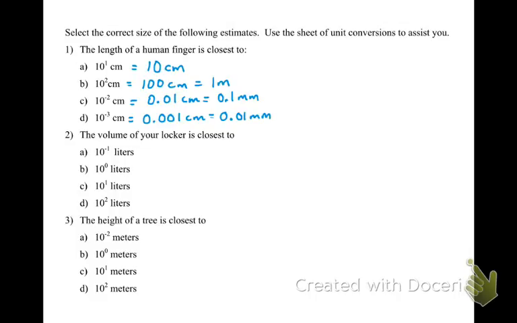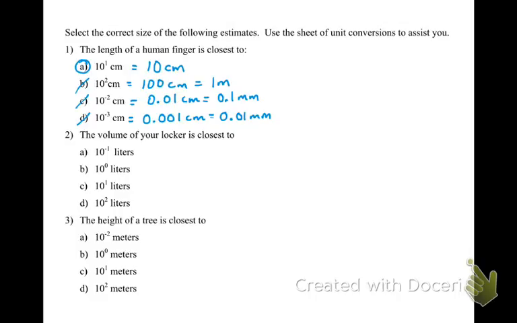So looking at your fingers, which one seems the most logical? Well, 0.1 millimeters and 0.01 millimeters, that's like a sheet of paper. So it can't be those. And I don't know about you, unless you're an absolute giant, your fingers are not a meter long. Can't possibly be that. So the only logical answer would be around 10 centimeters.